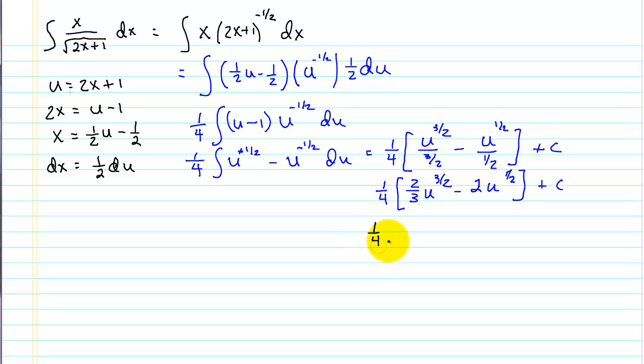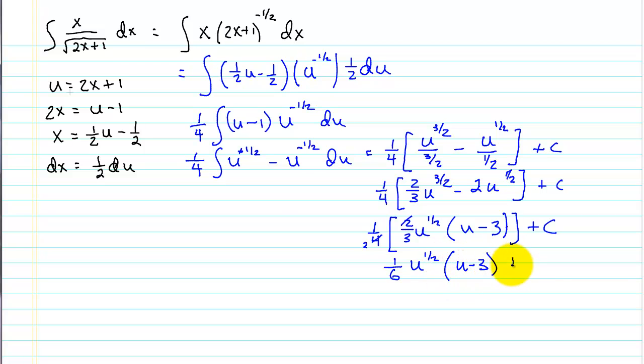So I'm going to factor out a GCF of 2/3 times u to the 1/2. And my leftovers, 2/3 divided by 2/3 is 1, and u to the 3/2 divided by u to the 1/2 is u. And here I have 2 divided by 2/3, which is 3. And the u's cancel out there. And my last step is I can multiply these two fractions, so I get 1/6 times u to the 1/2 times u minus 3.